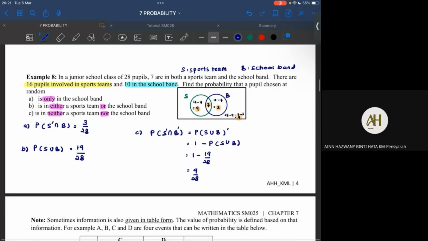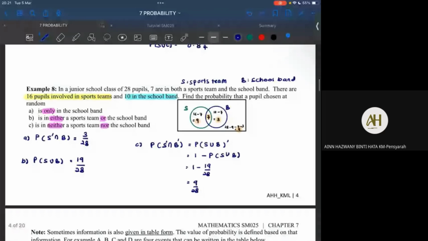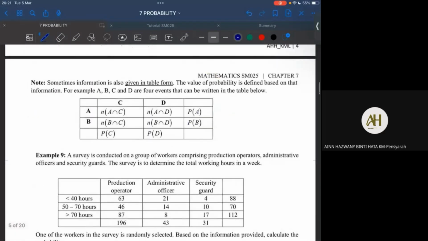Okay ke? Boleh ke faham? Boleh Miss. Okay. Alright. So terus bagi jawapan pun boleh, tak ada masalah. Tapi kalaulah dia bagi dalam bentuk macam soalan di atas ni, memang kena guna formula lah. Alright. Okay, sekarang kita teruskan untuk table pula.